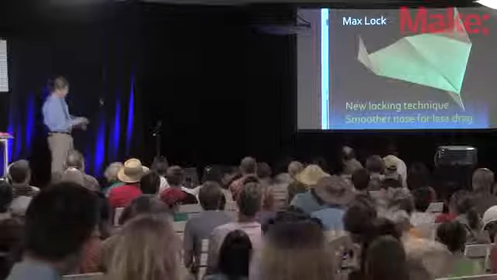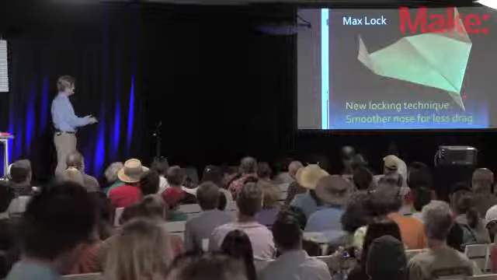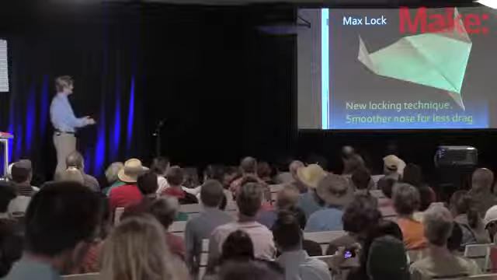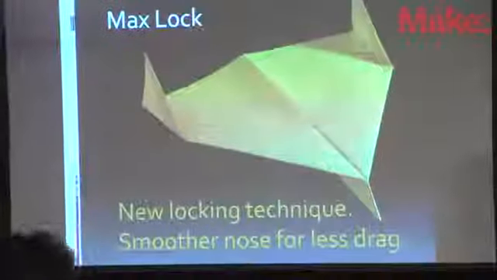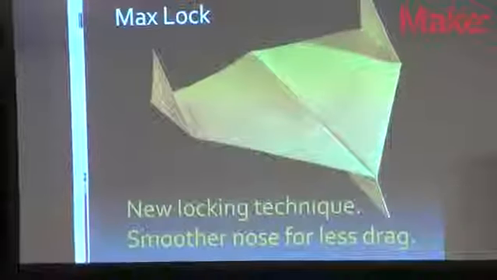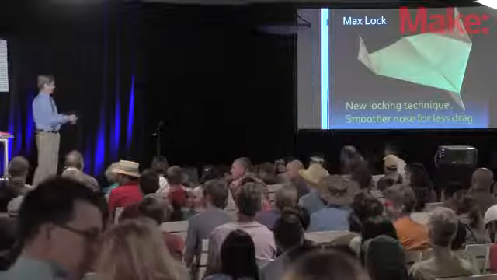Now, the Max Lock that you saw fly just a moment ago, here's the big feature on that. It's a locking plane. The nose of the plane is locked together, and it's completely seamless on the nose. You'll get better. It always gets better.